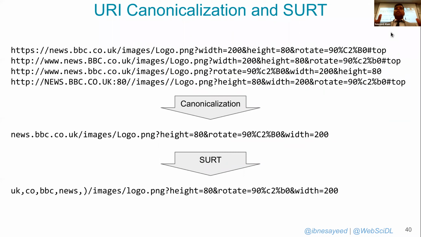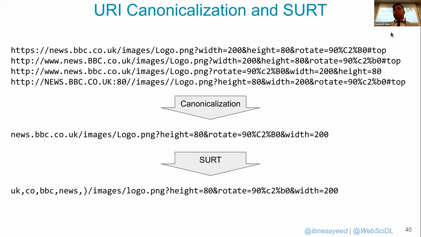So if we convert it into an agreed upon version, that's called a canonical URI or normalized URI. And from there, we make another transformation. We take the host part and we switch it around so the TLD, or .uk in this case, becomes the first component. And we do it so that the related URIs are together when they are sorted.